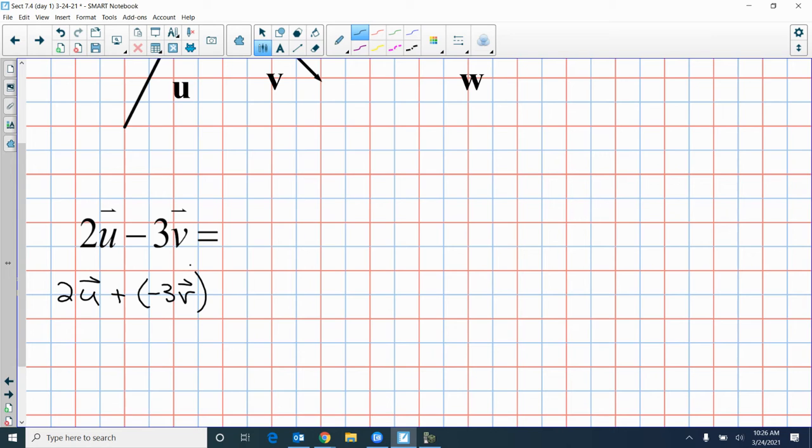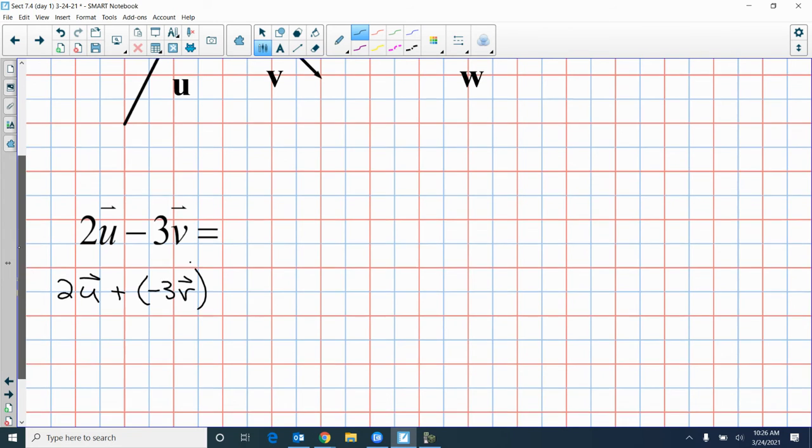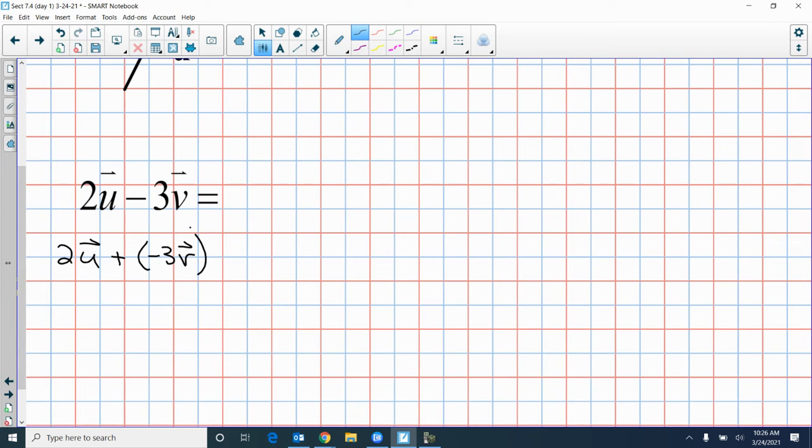All right, so now think, where do you need to start so that you don't run out of room, or you don't run into anything else? Because here's what's going to happen. And let me just draw, I'm just throwing this out there, and this isn't accurate. 2u will go up this direction, right? But which way is negative 3v going to go? It's going to go that way. So you make sure you give yourself enough room for that.